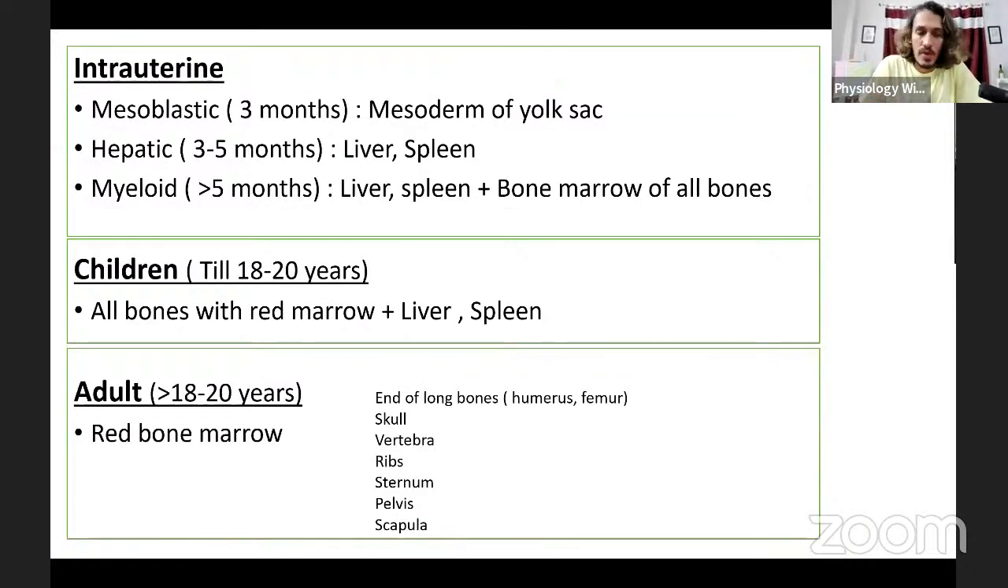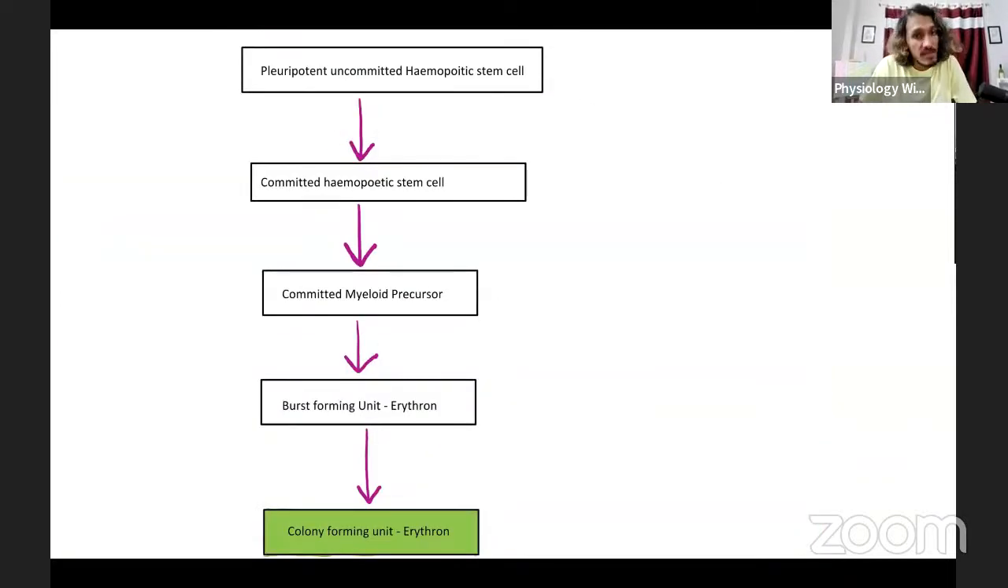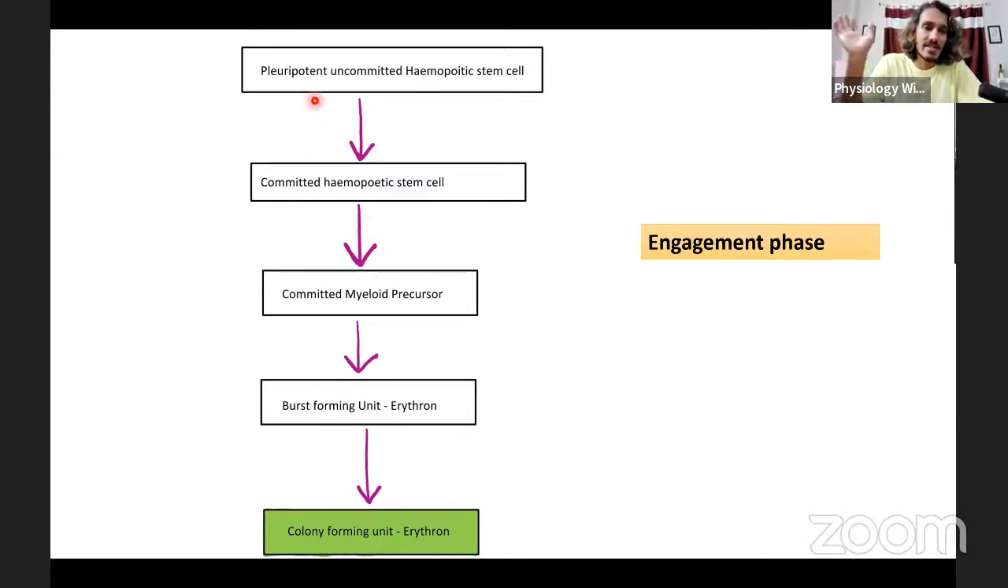So that is the second question. So definition, and then comes the site of erythropoiesis. Then what are the steps in erythropoiesis is the next question. So steps of erythropoiesis can be divided into two stages. First is the engagement phase. In the engagement phase, initially we have the pluripotent, uncommitted hematopoietic cells. These are not committed to anything yet. They are uncommitted as of now. So this uncommitted hematopoietic stem cell starts to become committed.